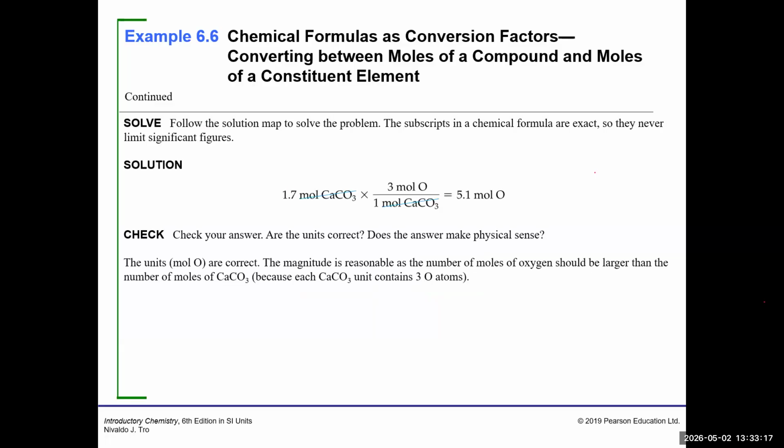All right. So now we have 1.7 moles of calcium carbonate. Then we multiply by 3 moles of oxygen per 1 mole of calcium carbonate. That gives us 5.1 moles of oxygen. So that's how we're using this to do our work. Then you check to see whether it makes physical sense. And then we'll keep on moving on.